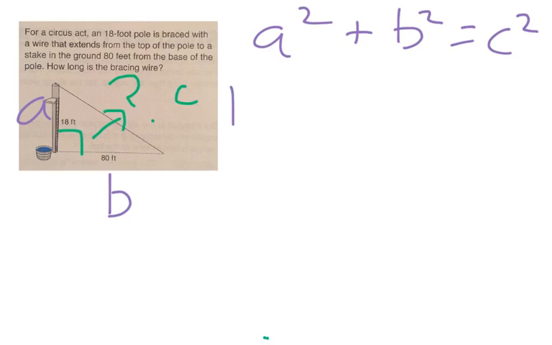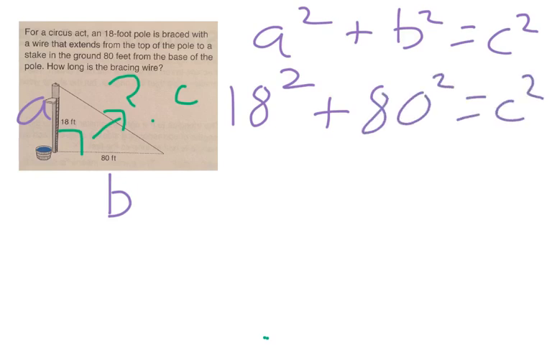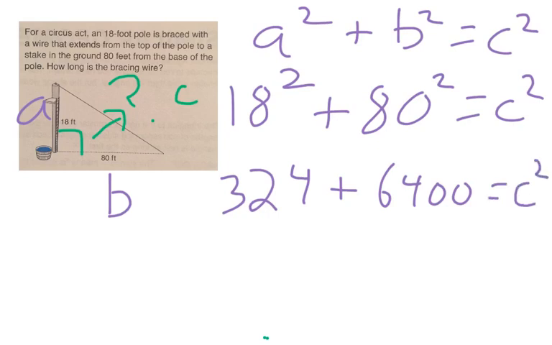So we're going to take these numbers and fill them in where A and B go. So A is 18, so 18 squared plus 80 squared equals C squared. So first I'm going to figure out what 18 squared is, and it is 324 plus whatever 80 squared is, which is 6,400. And all that equals C squared. So when I add 6,400 plus 324, I get 6,724 equals C squared.